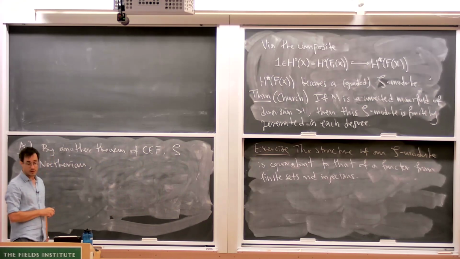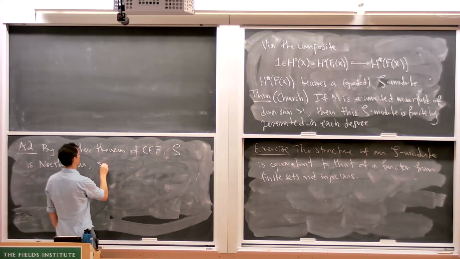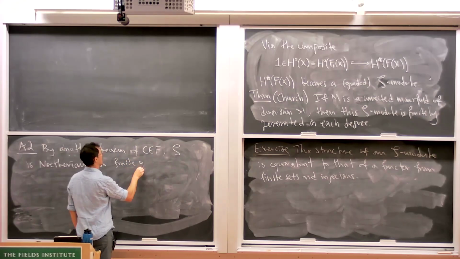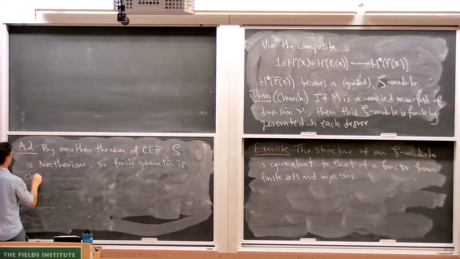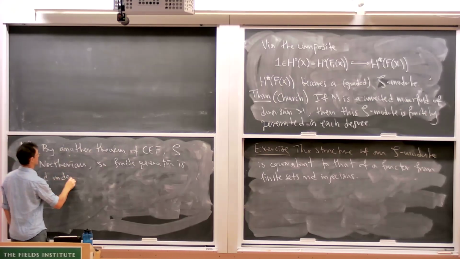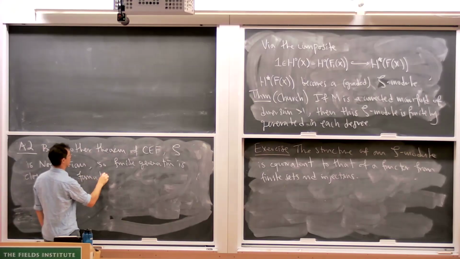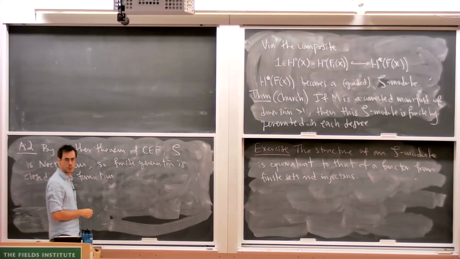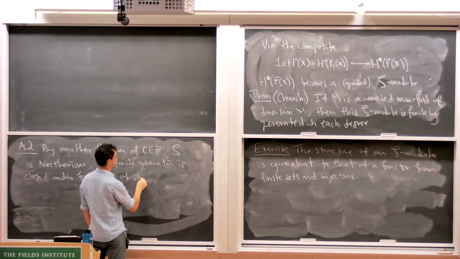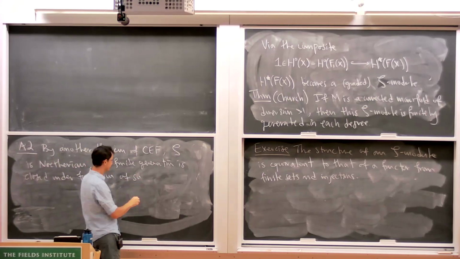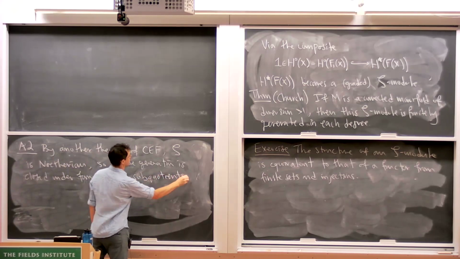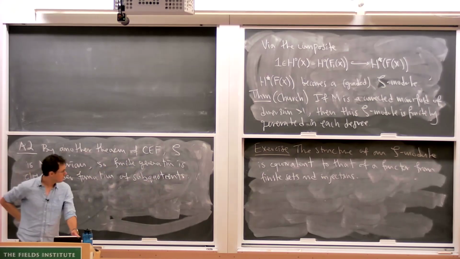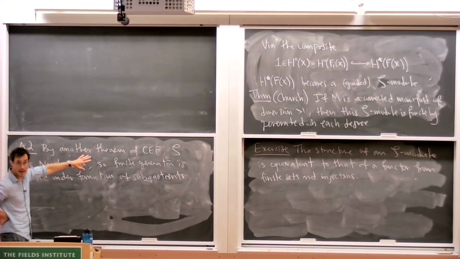So finite generation is closed under the formation of subquotients. Finite generation is closed under formation of subquotients and extensions, but extensions would be true no matter what. Quotients will be true no matter what. It's really just the subs. Subquotients. I want to stress that this is not automatic.